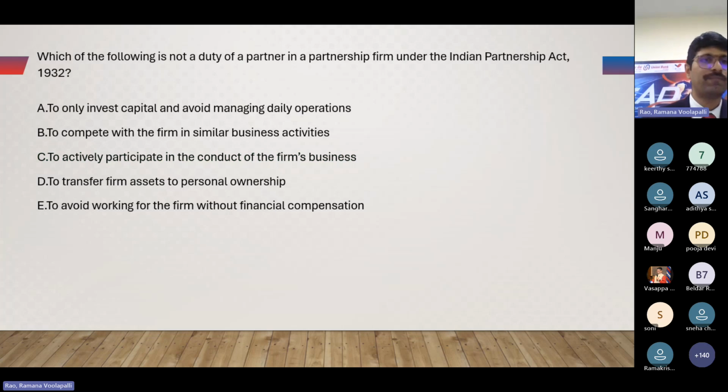So, Hemanji. Then I am going with the next question. Which of the following is not the duty of the partner in a partnership firm under the Indian Partnership Act 1932? Which is not a duty? Earlier I asked what is a duty. Now it is not a duty.